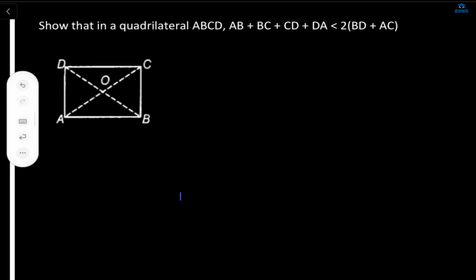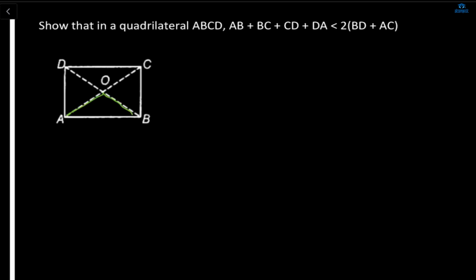Ma'am, I think we can apply that the sum of the lengths of any two sides in a triangle should be greater than the third side. Yes, very good, Razi. Now, what are the triangles that you will be taking here? These 4 triangles we can take. One triangle this, one triangle this, one triangle this, and one triangle this. I'm writing here 1, 2, 3, 4. These 4 triangles you are going to take.